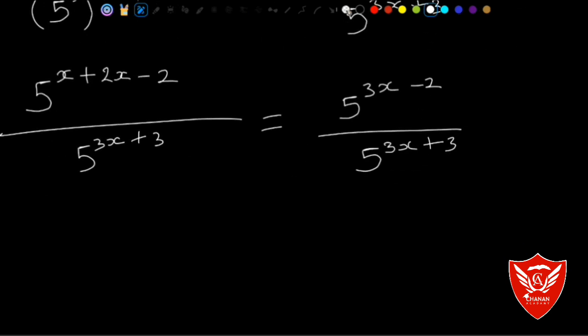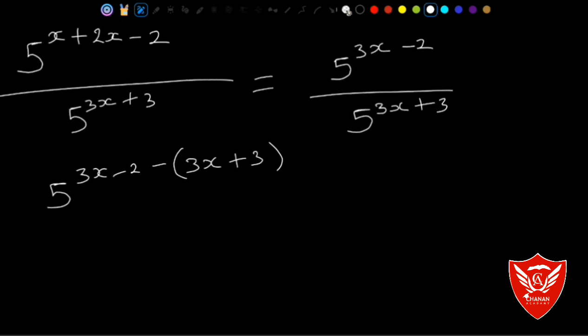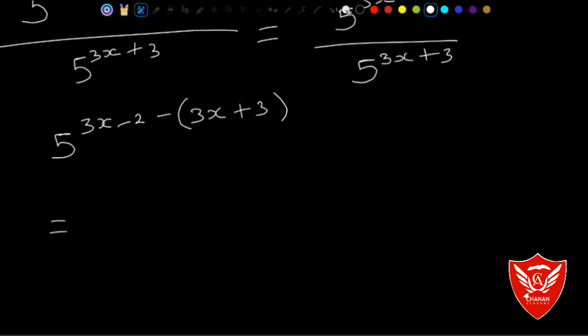Now, we can also apply the indices law, the division of power in this case. So we are going to have 5 raised to the power of 3x minus 2 minus open bracket 3x plus 3. Now, this is then equal to, if you open the bracket using the negative, 5 raised to the power of 3x minus 2 minus 3x minus 3.